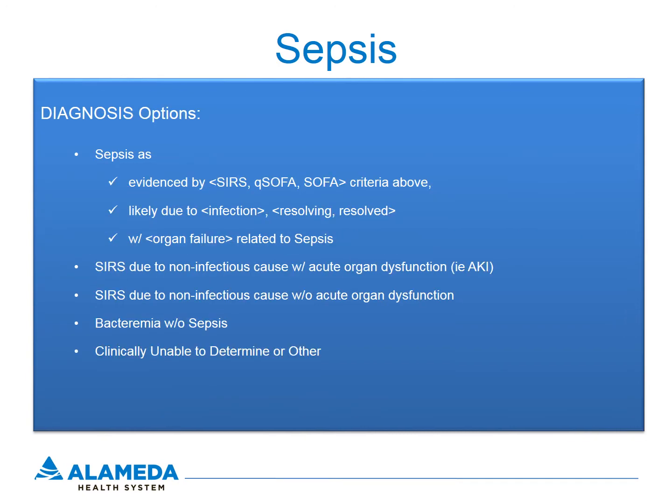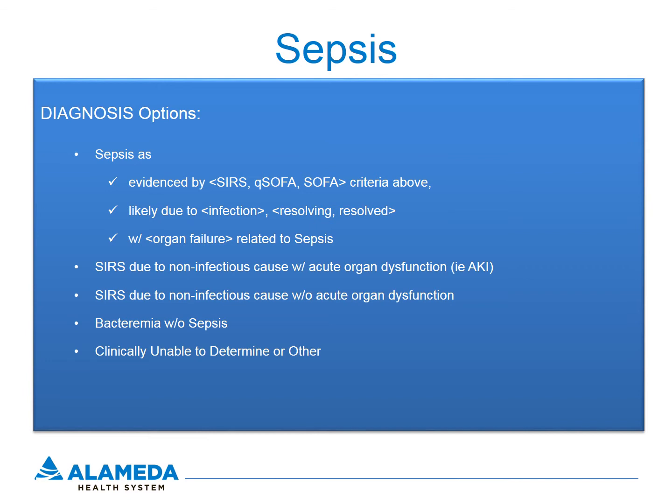Now I'm going to take you through what your options are for the diagnosis that you'll see on the query that you can choose from. So we will fill in all the clinical evidence for you. We'll fill in your treatment for you. We'll fill in any risk factors. But what needs to absolutely be documented is sepsis as evidenced by the criteria, and we will have the criteria listed, but you need to say if it's QSOFA, SOFA, or SIRS criteria. In addition to likely due to the underlying infection that you suspect. So it could be a UTI, it could be pneumonia, it could be a wound.